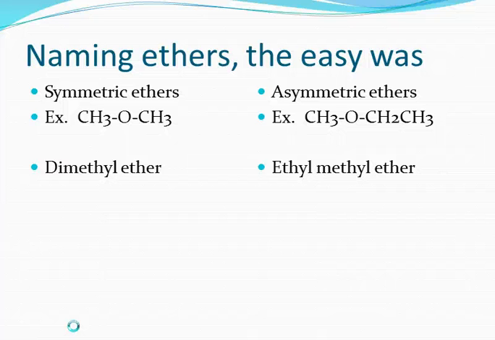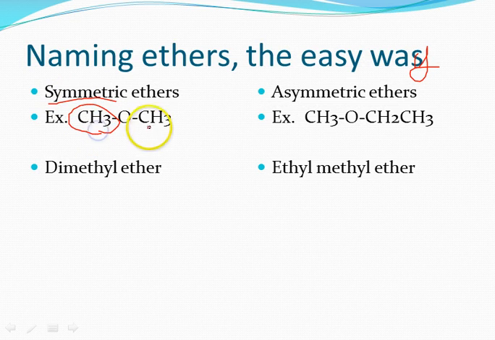Oops, that's supposed to say way. The easy way, there's the easy way. Let's fix that. Now, ethers can be considered symmetric, where you have the same alkyl group on either side. Here's an example of a symmetric ether. There's a methyl group on the left of the oxygen. There's a methyl group on the right of the oxygen. It's two methyl groups, so we call it dimethyl ether. This is the sort of easy name, the common names for ethers.